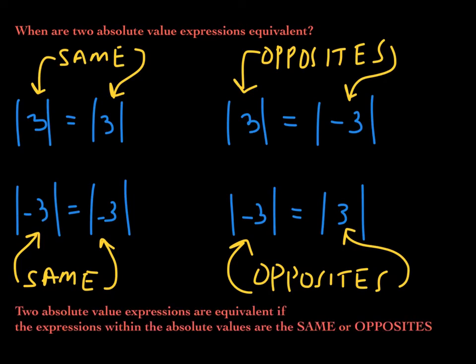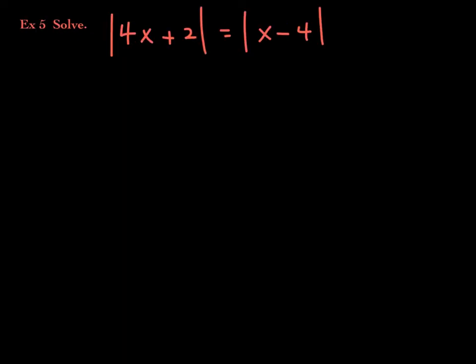Now remember, same or opposites, all right? They are either the same or opposites. All right, now let's go for this next example. Here we have two absolute value expressions that are equivalent.